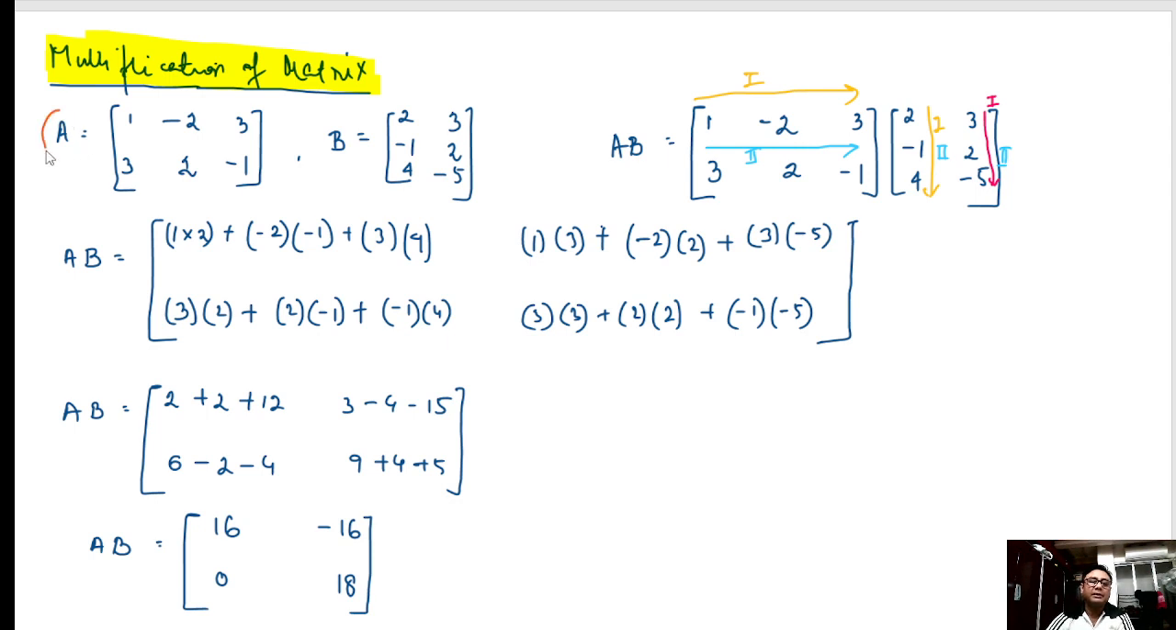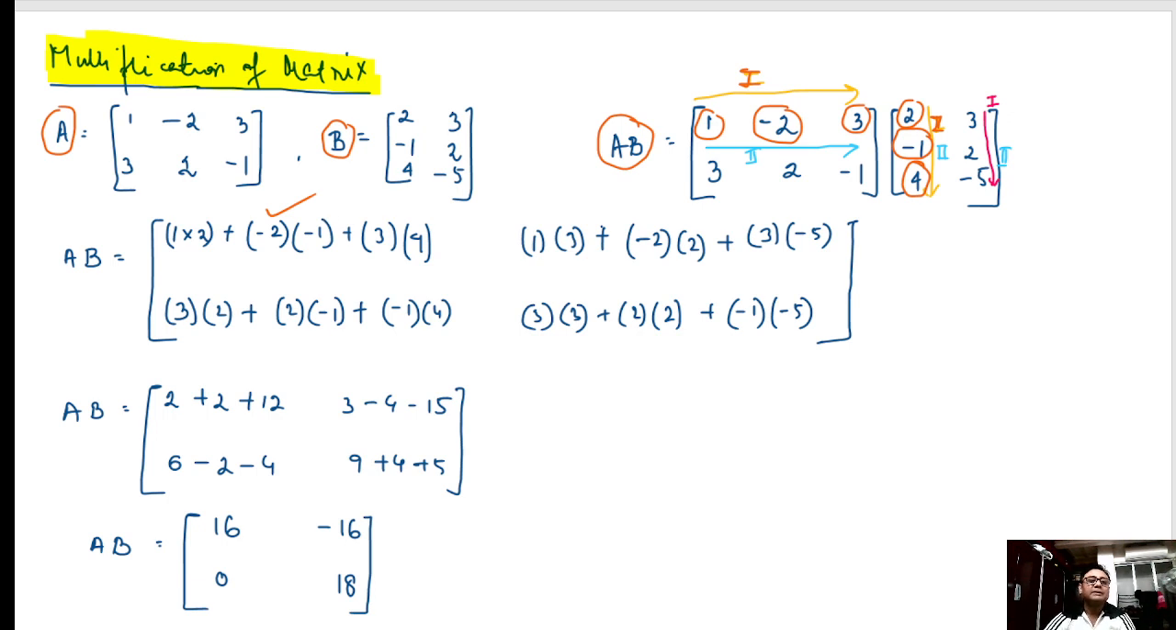This is a matrix A, this is a matrix B. I want to multiply A and B. Please note how to multiply this. See, the first step is given here. This is our first step. That means every element of the first row is multiplied with the first column. So see how to write it: 1 into 2 plus minus 2 into minus 1 plus 3 into 4. So this is how I have written.